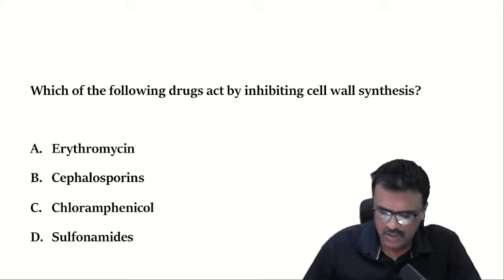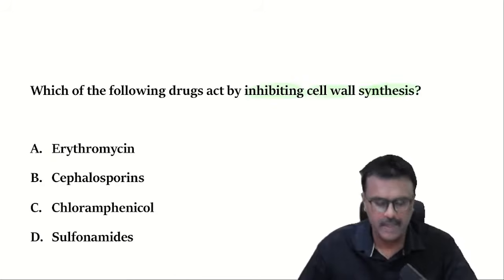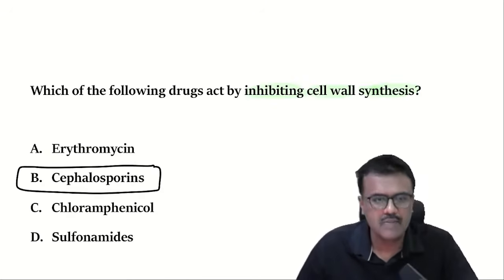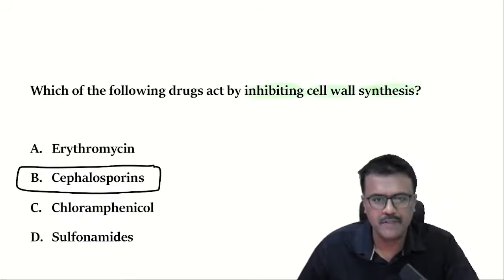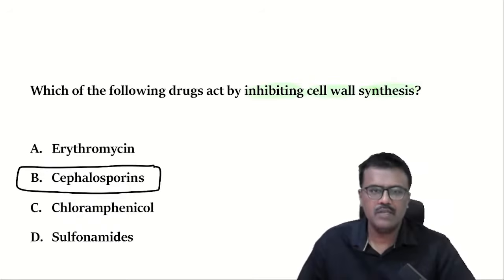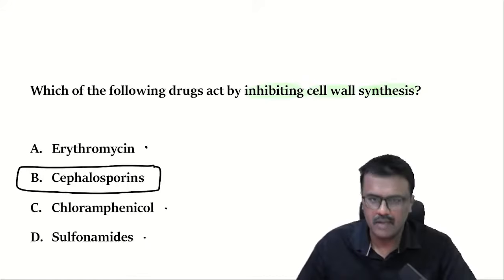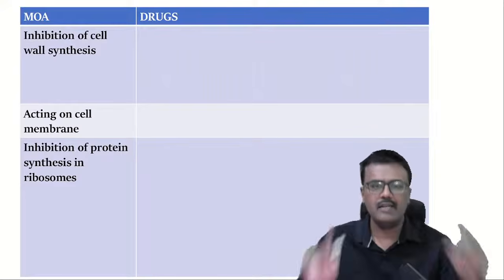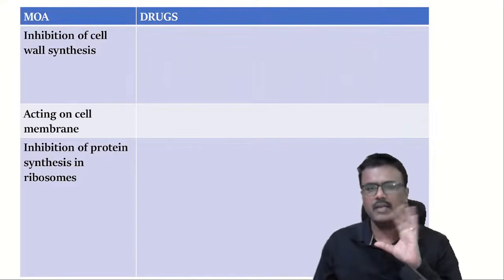So the question is, which of the following act by inhibiting cell wall synthesis? So the drugs which inhibit cell wall synthesis are beta-lactams, in this example, cephalosporins. The answer is B, cephalosporins. But the question is, what about erythromycin, chloramphenicol, sulfonamide? Let us analyze that. So any drug can act on either cell wall, cell membrane, DNA, RNA, protein, like that.